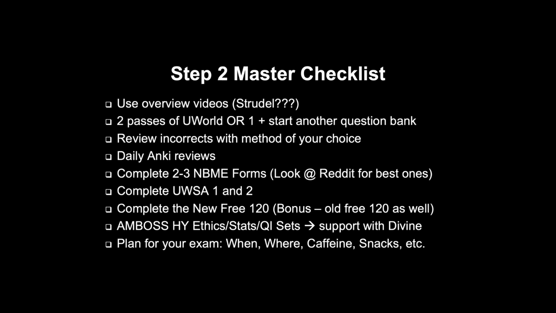Do your daily Anki reviews if Anki is for you. I would recommend completing 2 to 3 NBME forms. Look at Reddit for your particular year, whatever year it will be, or whatever new forms there are, for the best ones. I would complete UWorld Self-Assessment 1 and 2. Those are pretty ironclad when it comes to being a decent predictor. Complete the new Free 120, maybe even the old Free 120. I remember doing that one as well. But the Free 120 is definitely what you should do last prior to your exam. And then this is actually something that a lot of people are starting to catch on to.